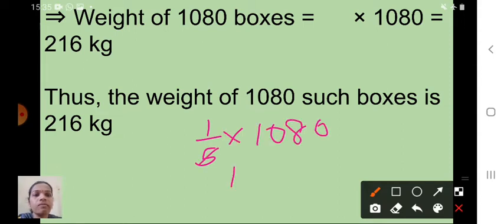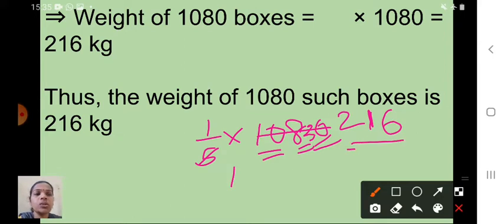So 1 fives are 5. 10, how many 5s are there? 2 fives are 10. And here 8, how many 5s are there? 1 five is there. Okay, remainder is what? 3. So here 30. 30, how many 5s are there? 6. So see here, children, this means 1 into... here the denominator also 1 is there, so it is not necessary to write. Okay, so 1 into 216 is equal to 216 kilogram.